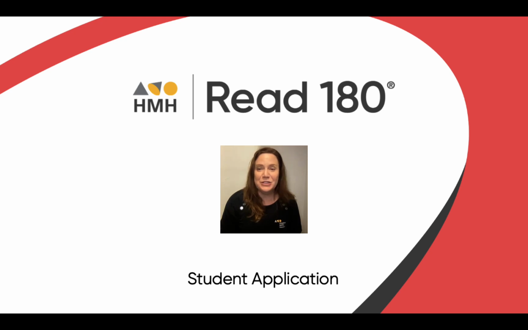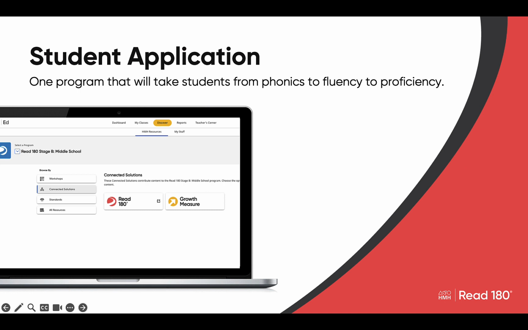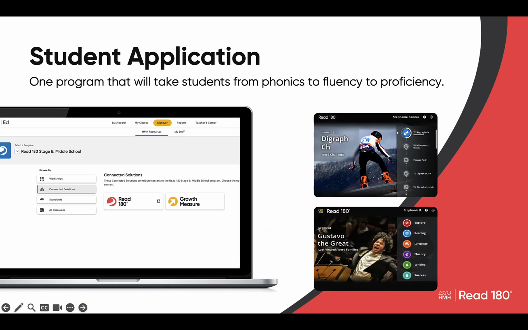Let's explore the student application pathways in Read 180. The Read 180 student application provides students with a personalized learning path that accelerates their road to reading proficiency. Whether they're practicing foundational skills or working on comprehension, the student application allows students to take control of their own learning by tracking their progress toward mastery of reading skills and witnessing their growth over time. Let's take a look at each pathway, beginning with the code.